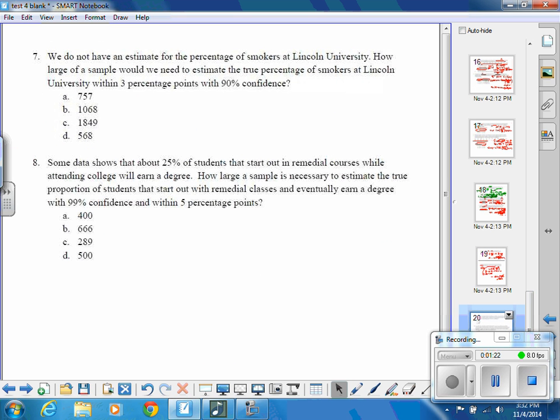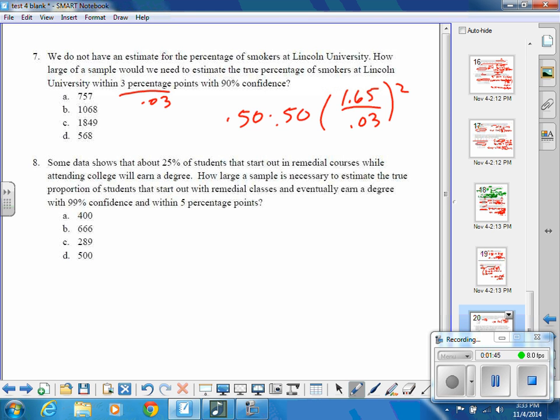Now, these last two, let's go ahead and do them. This next one, number 7, they don't give us anything besides the 3 percentage points, 0.03. Just to let you know, you have to assume it's 50-50. So p hat is 0.50, q hat is 0.50, because I have no idea, 1.65 and 0.03 squared. Punch that in the calculator, and you get a decimal, but you have to round up to 757. Please do that. You get 756.25, and that's right.